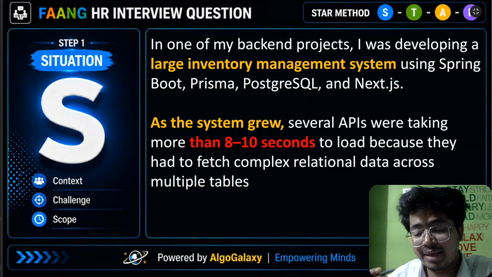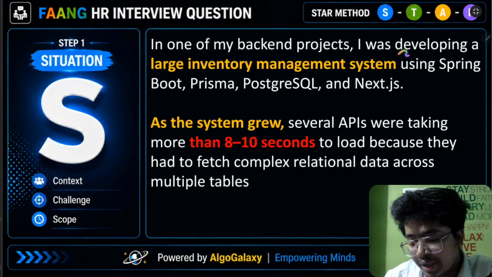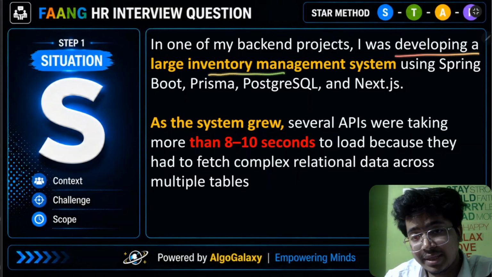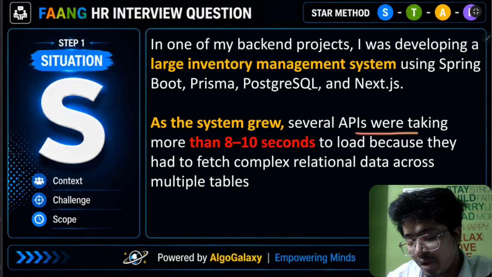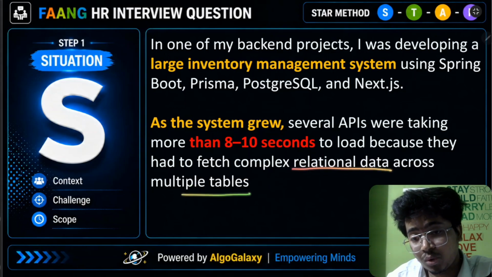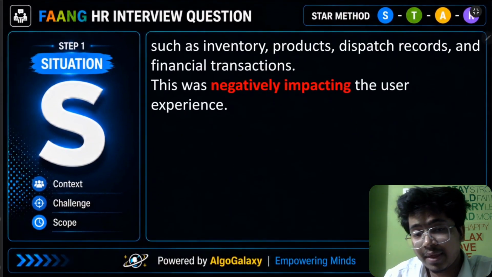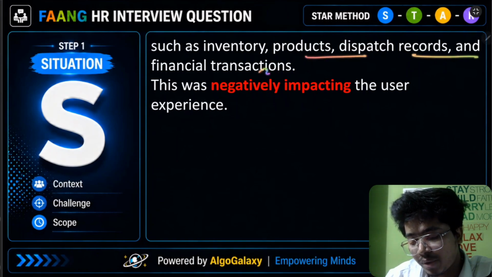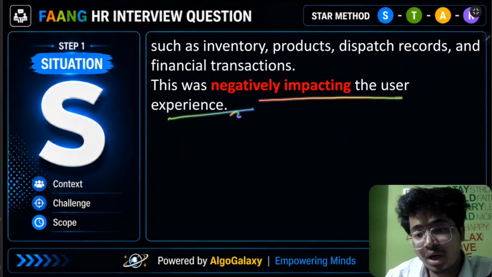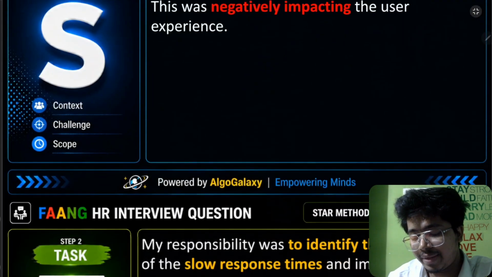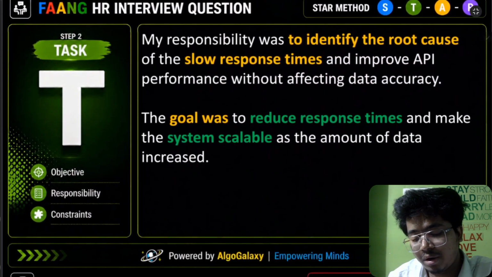Let's start this situation part again. In one of my backend projects, I was developing a large inventory management system utilizing Spring Boot, Prisma, PostgreSQL, and Next.js. As the system grew, several APIs were taking more than 8 to 10 seconds to load because they had to fetch complex relational data across multiple tables. That was the situation. We then narrate the situation a bit more, such as inventory products, dispatch records, and financial transactions. This delay was negatively impacting the user experience. So that was the overall situation at that time.